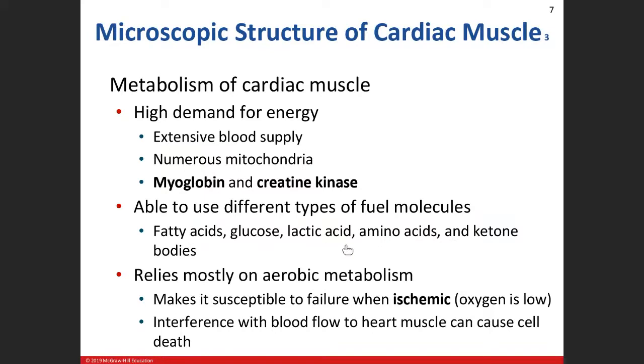Now it's kind of lukewarm on lactic acid. Yeah, you know, lactic acid's okay, amino acids. Ketone bodies are like that pudding.